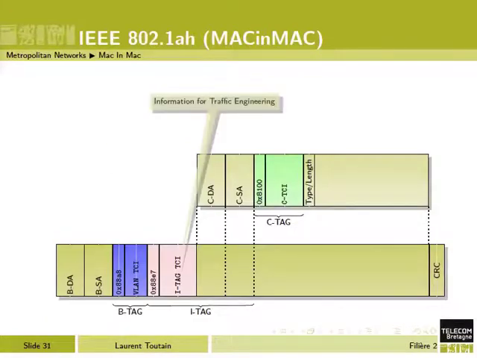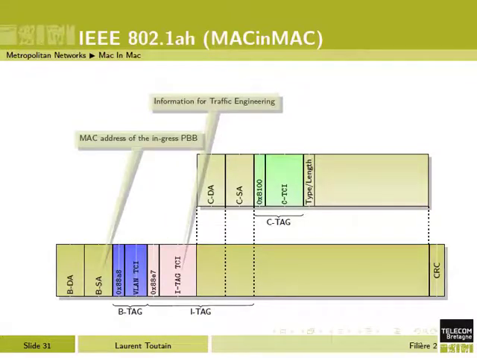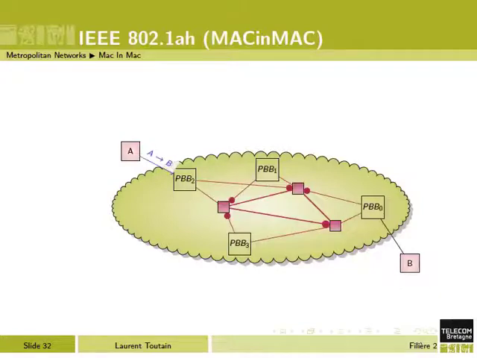So what's the advantage of this? It is that equipment in the middle here will not have to remember all the MAC addresses of all the equipment on all the customer side, but just the MAC addresses of your provider backbone bridges. That means that here it's two addresses compared to the large number of addresses you will have in your company. So, of course, when you send a frame here, so I send a frame A to B, it's easy, when I do the encapsulation, to put my MAC address, but I don't know where B is. So I don't know the MAC address of this provider bridge.